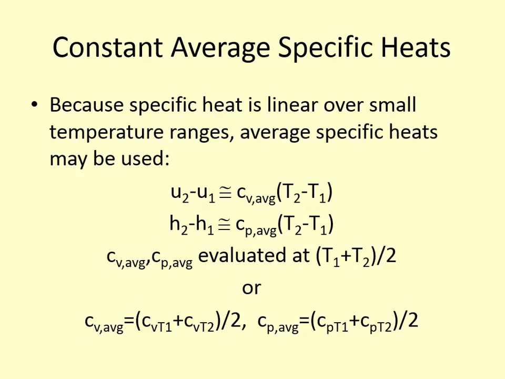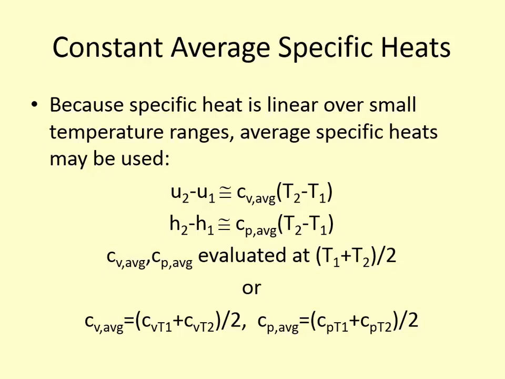Okay, so there's this idea of constant average specific heats, which I think I need to switch the order of the slide that was just before this one and move it. Somehow it got switched. Okay, so because it's linear over a small interval, we can use an average specific heat.